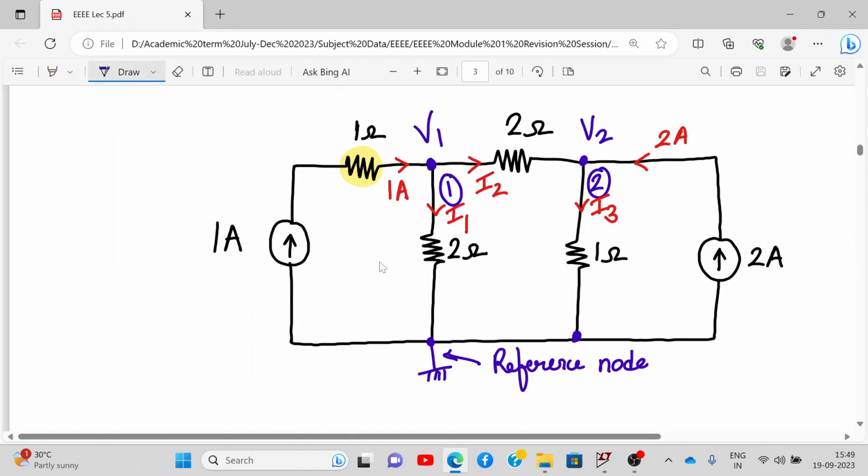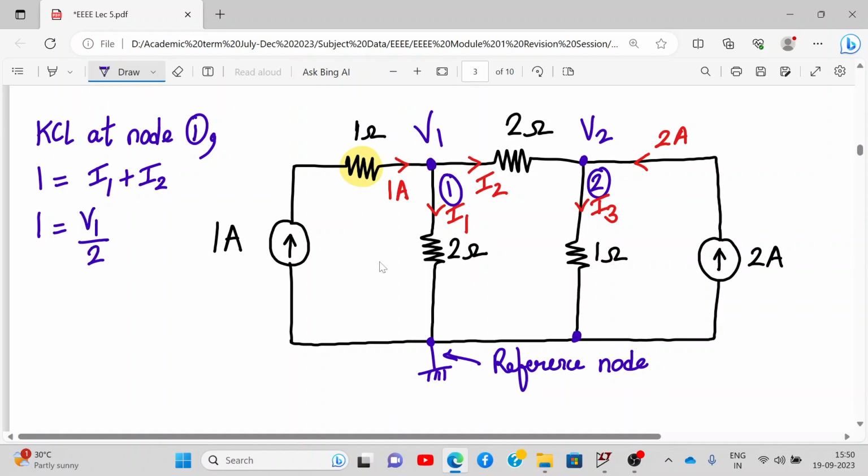We'll apply KCL at node 1. When we apply KCL at node 1, incoming current is equal to outgoing current. So 1 ampere is equal to I1 plus I2. Now we have applied KCL before. So 1 will be equal to, what is I1? I1 will be V1 minus 0 upon 2. I is voltage upon resistance, so voltage difference upon resistance, that will be V1 upon 2.